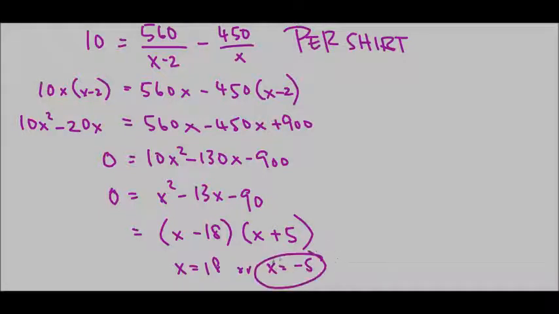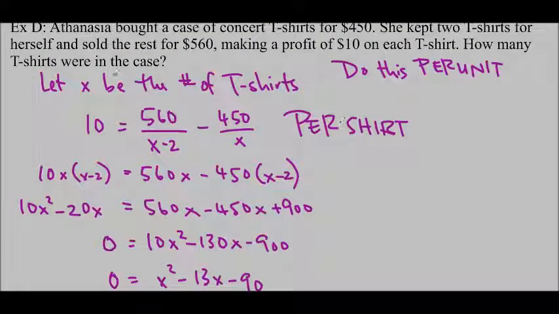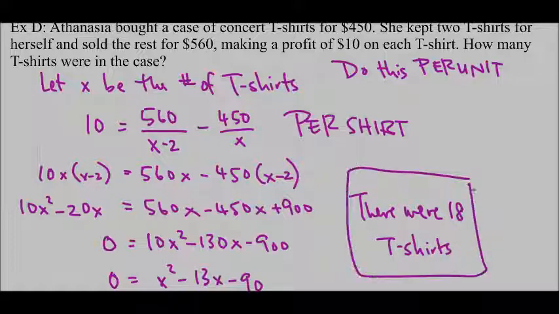Of course we can't have negative t-shirts, so this is inadmissible. So we know that Athanasia had 18 t-shirts total. So we'll just answer the question: how many t-shirts were in the case? There were 18 t-shirts in the case. And put a little victory dance around it, and we're done.